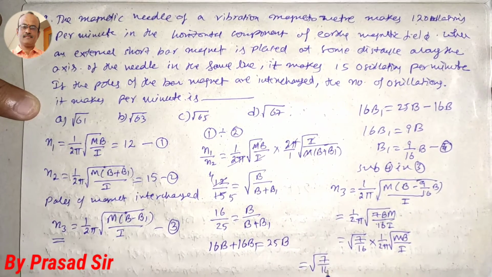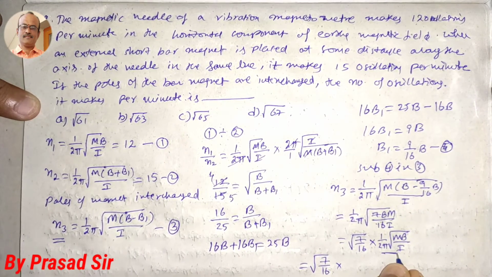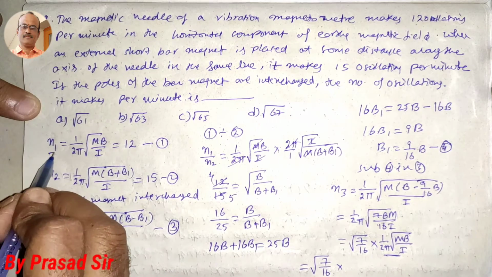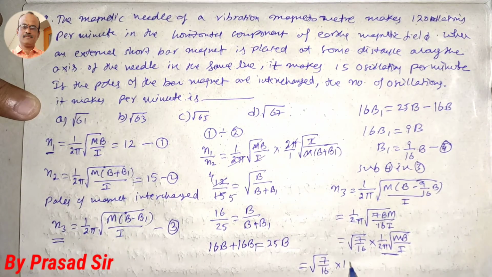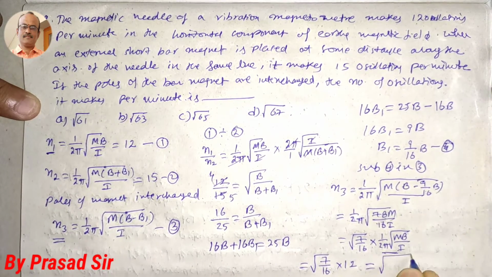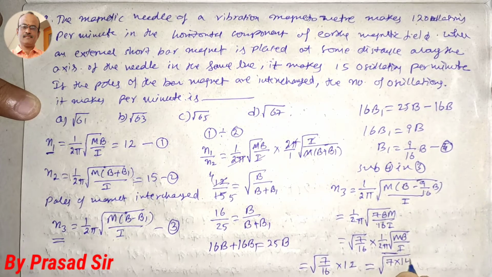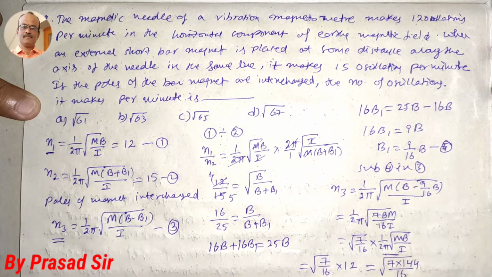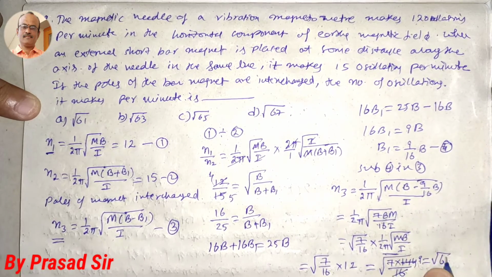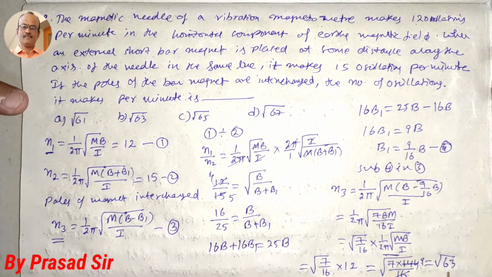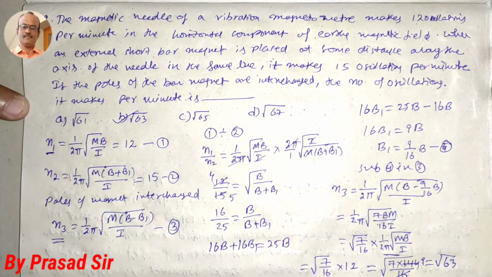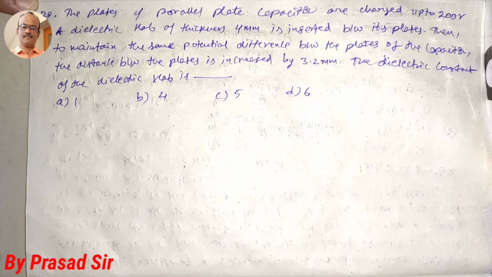Root 7 by 16 into what about this one? That is nothing but n1. n1 is nothing but how much? 12. Square root over 7 into 144 divided by 16. 16 nines are 144. So here 9 into 7, how much here? 63. So which option is correct here? Root 63, so option B is correct.